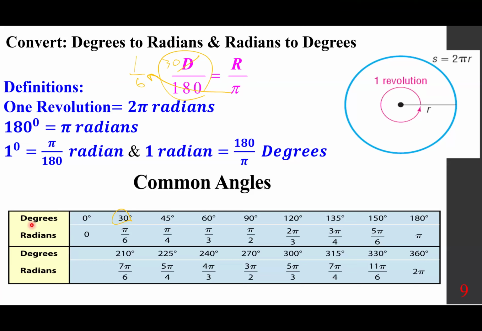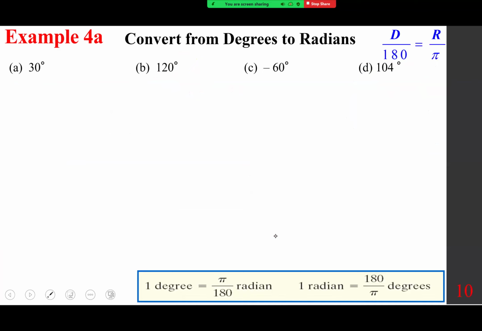So, for example, 30 degrees is pi over 6, 45 degrees is pi over 4, 60 is pi over 3, 90 is pi over 2, and so on. Let's do some conversion. There are two ways to do that. One way is with one formula: replace, in this case, the D with these numbers and find R. Or since 1 degree is pi over 180, just multiply this by pi over 180. It's your choice, makes no difference.